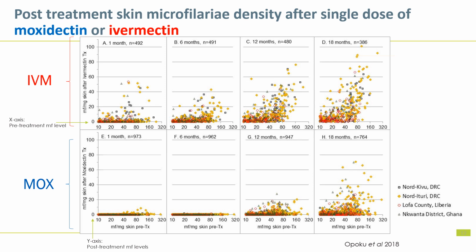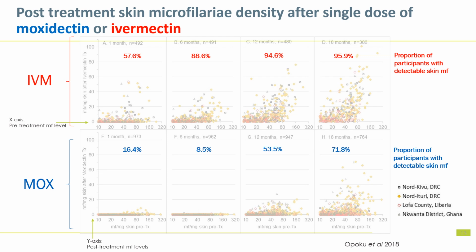As you can see, more individuals in the moxidectin treatment group achieved very low levels of skin microfilariae at month 1, and by month 6, the proportion positive for skin microfilariae had decreased even further. This slide highlights the proportion of participants with detectable levels of skin microfilariae at each time point measured in the study for either treatment. These data indicate that moxidectin offers a more complete and longer-lasting reduction in microfilarial density in infected individuals compared with ivermectin.